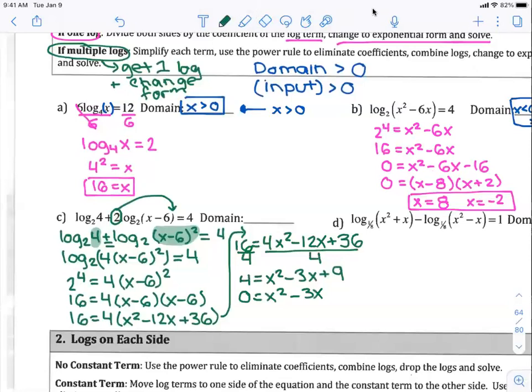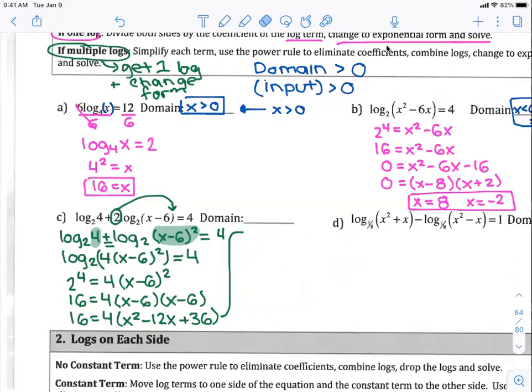positive 5. Wait, I'm just noticing something. When I distributed the 4, I only distributed it to one number. I did not distribute it to the negative 12 and the 36. So I'm actually going to erase my work here. And to make it easier, let's just go ahead and divide by 4 in this step. So then I don't have to worry about multiplying 4 times 12 and 4 times 36. So let's go ahead and divide by 4 here.